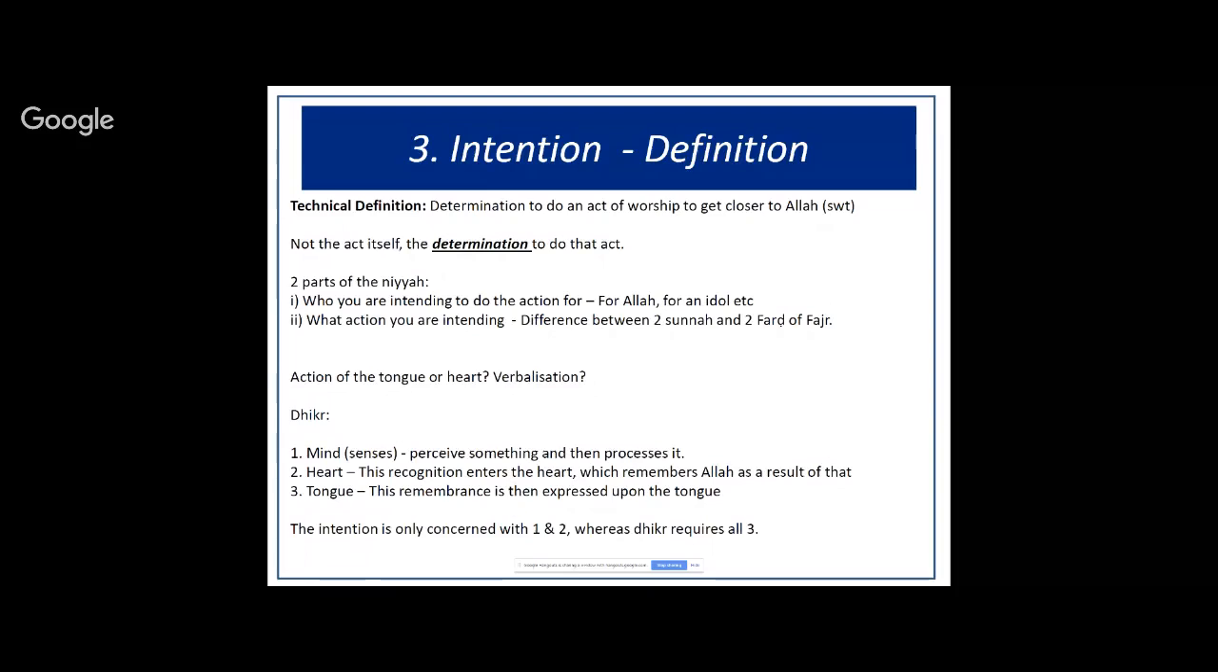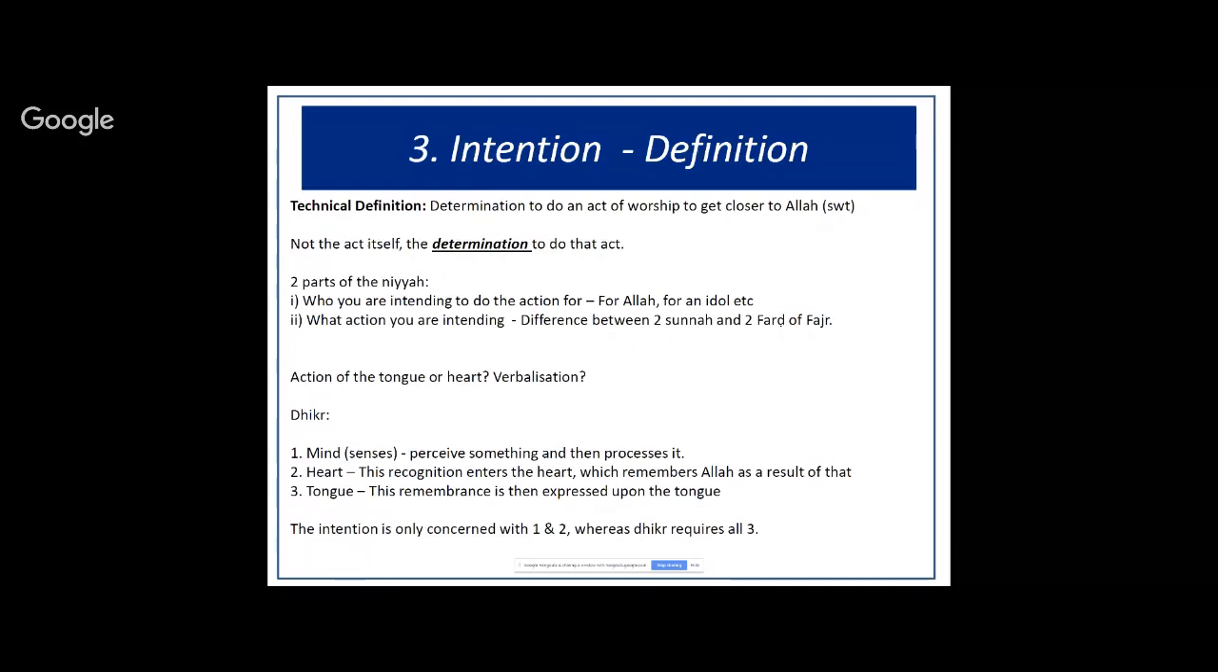However, intention is only points 1 and 2. The mind perceives something or thinks of something, the heart recognizes and makes a firm conviction to do it. This is what intention is. There's no third step to now make it manifest upon the tongue.